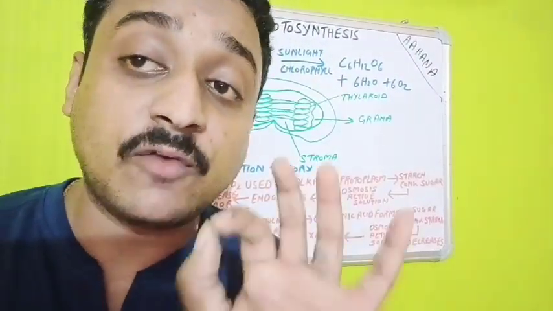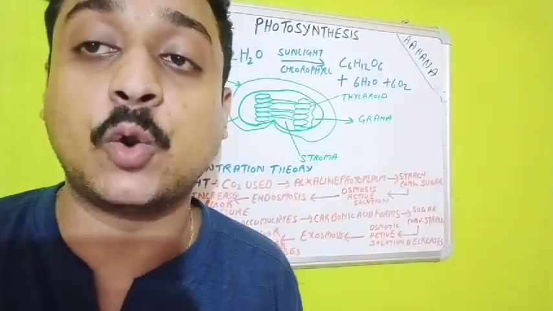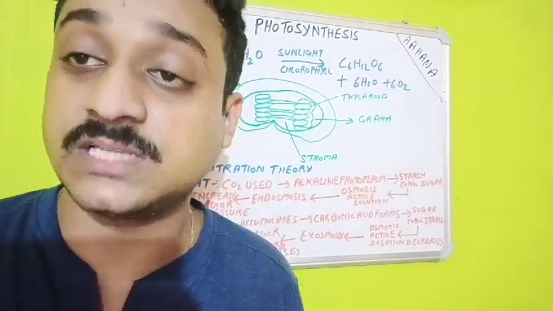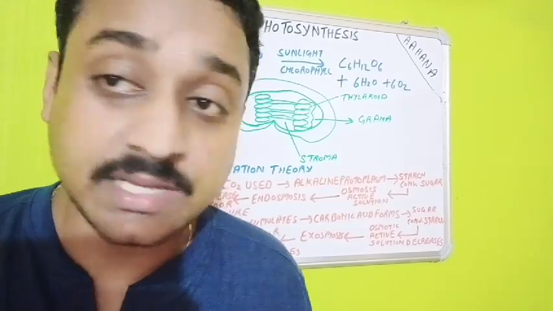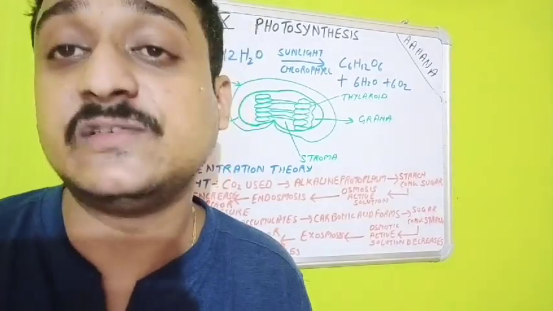Any wavelength of light would be directly trapped by the chlorophyll A, and the process of photosynthesis can be carried on. This is what is happening. So that is the reason why it is very much important.